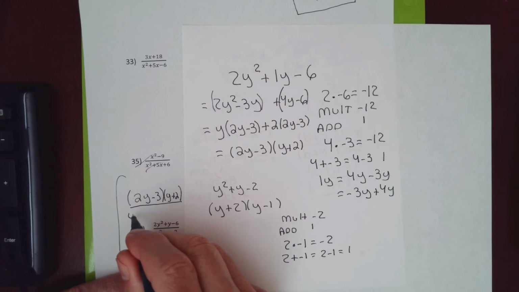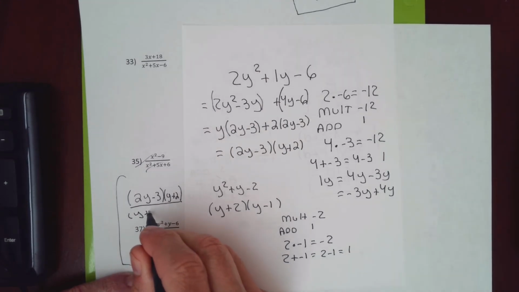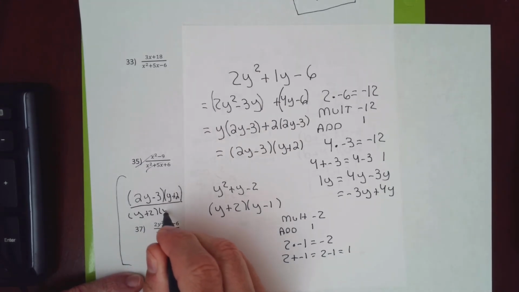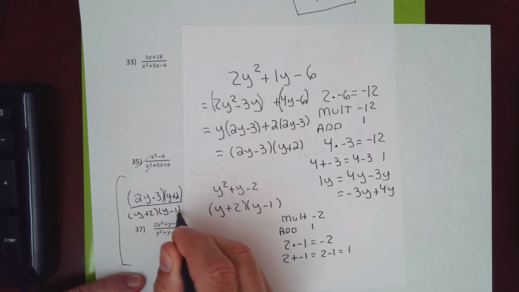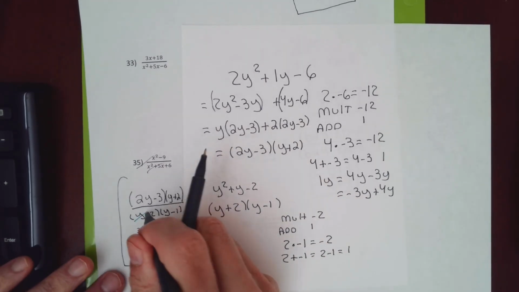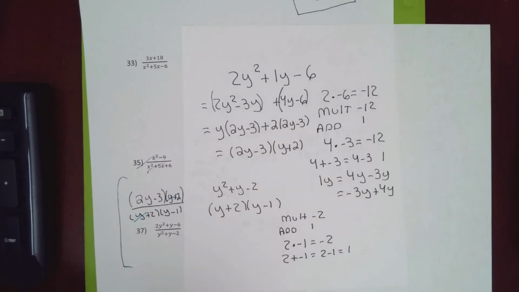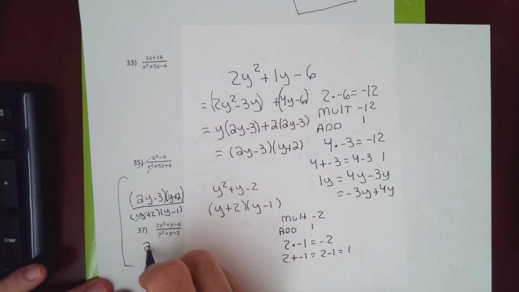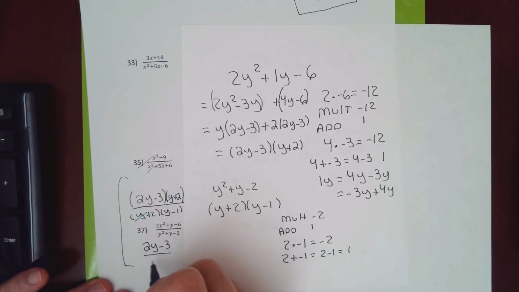I'm going to put those two parentheses in my work. And then I see the identical factors that can cancel. So I'm going to cancel my y plus 2's. I'm ready to write an answer. I don't need the parentheses anymore. For 37, the numerator answer is going to be 2y minus 3. The denominator is going to be y minus 1.